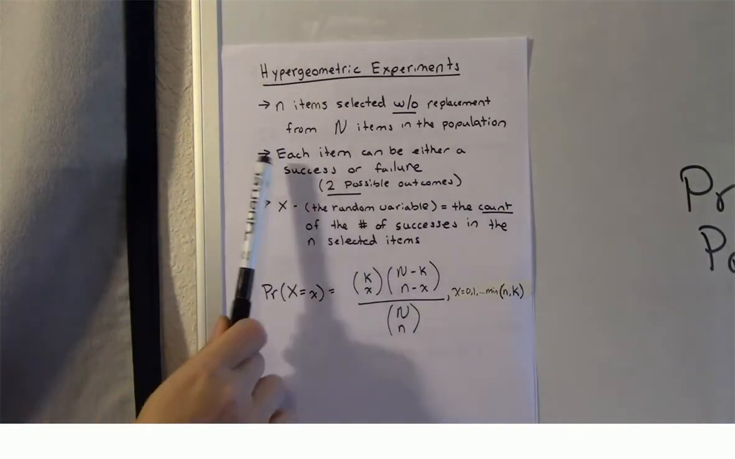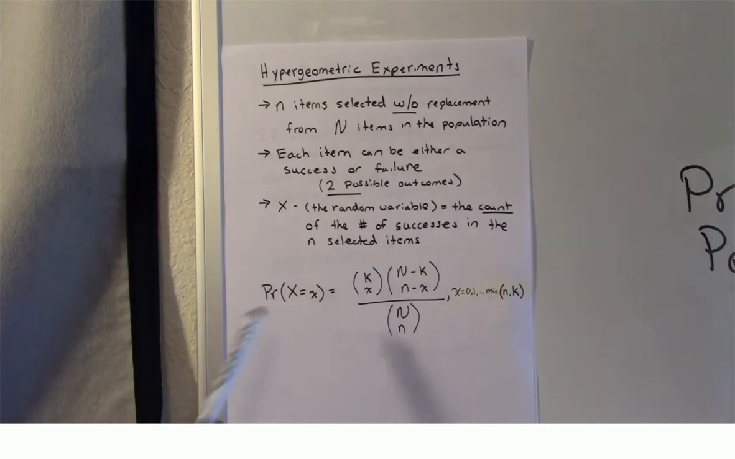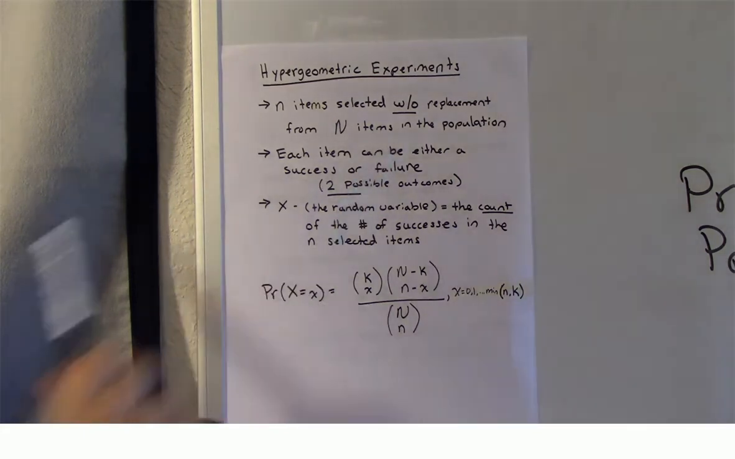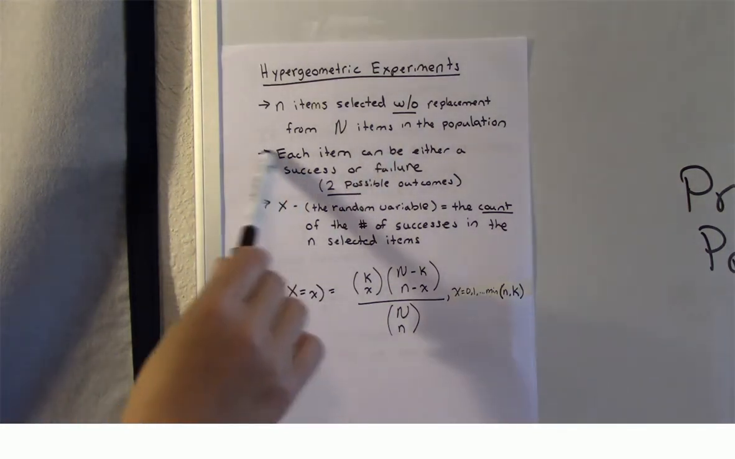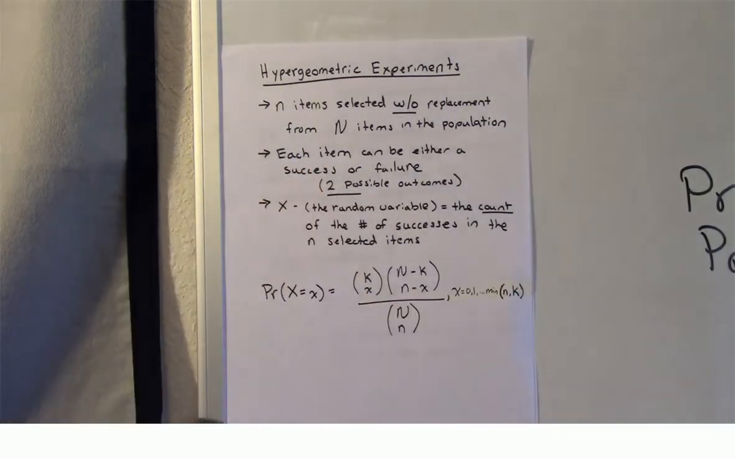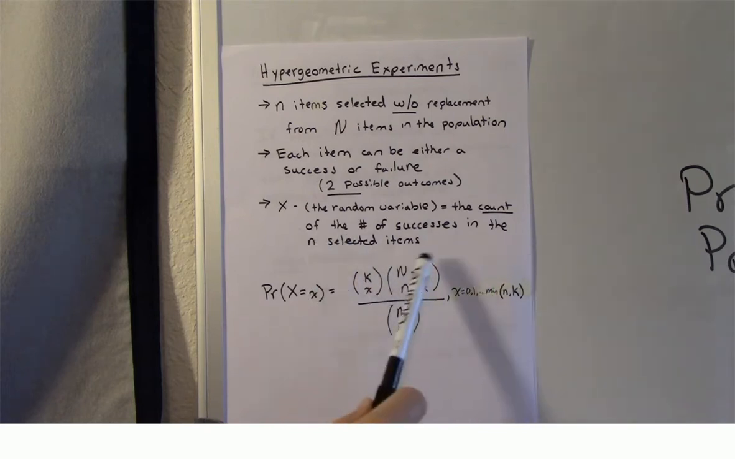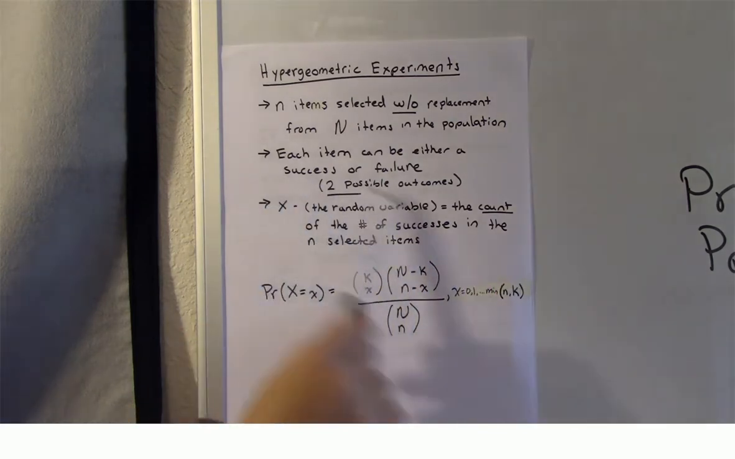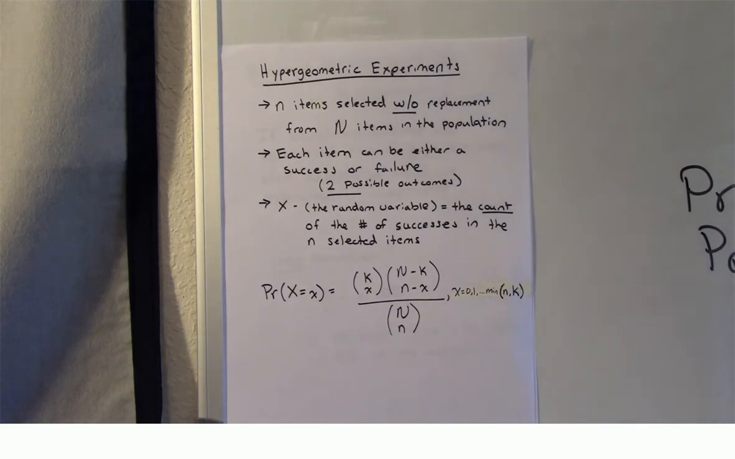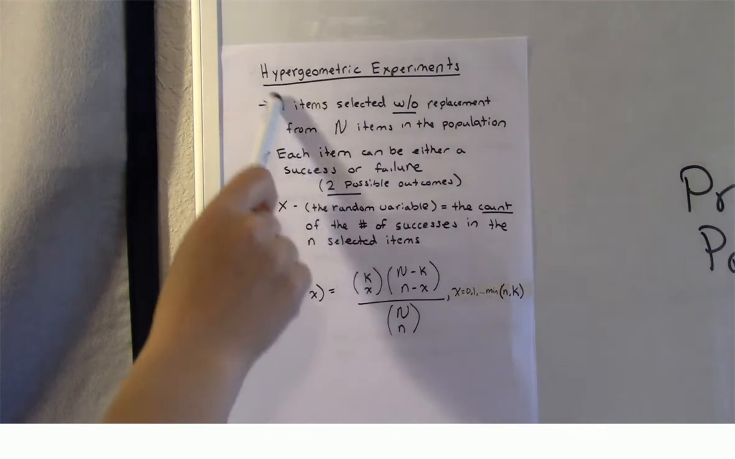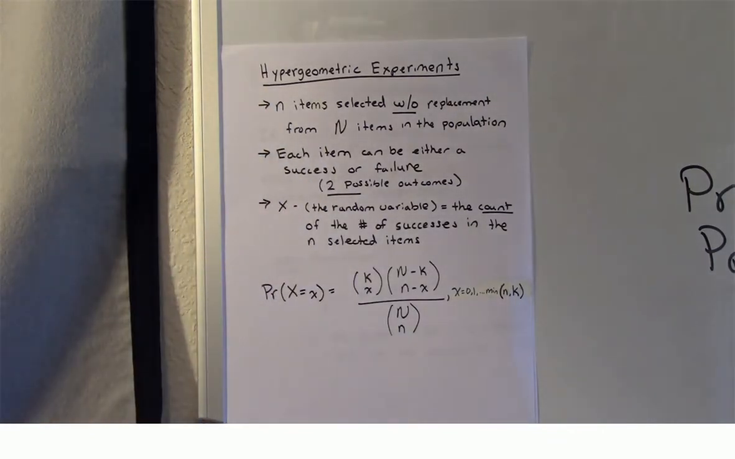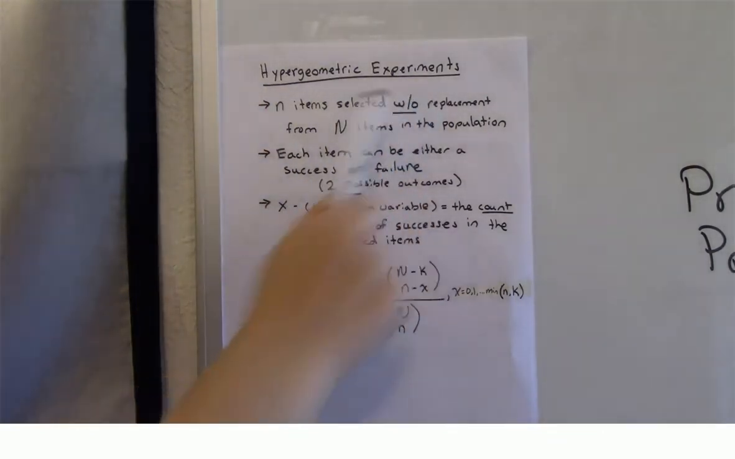Each item can either be a success or failure. That's exactly the same as the binomial distribution, where we had 2 possible outcomes. So that's the main thing that ties binomial and hypergeometric together. X is the count of the number of successes in the n selected items. That's also very similar to the binomial distribution. So our random variable is very similar. The main difference here is this top piece, that there are n items selected without replacement.